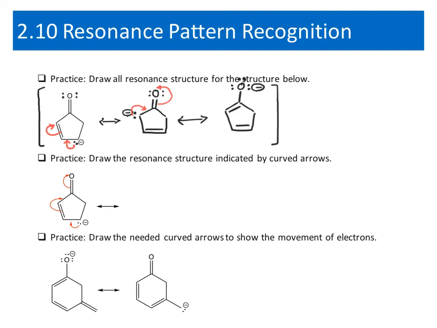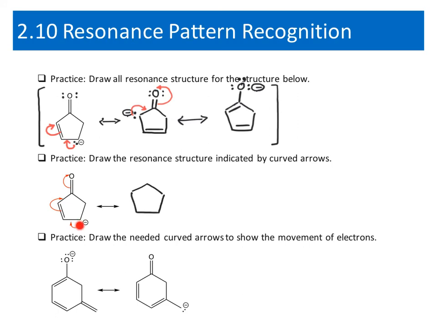Now, the second practice problem is asking to draw the resonance structure indicated by the curved arrows. So if you compare these two structures, they are the same, right? Both of them are the same. However, this bottom structure is showing all the curved arrows together. So let's draw the resonance structure for this electron movement.